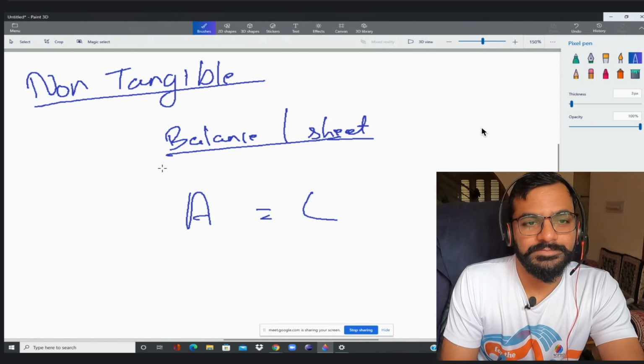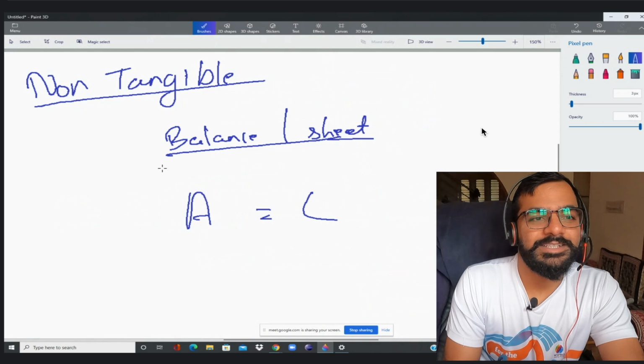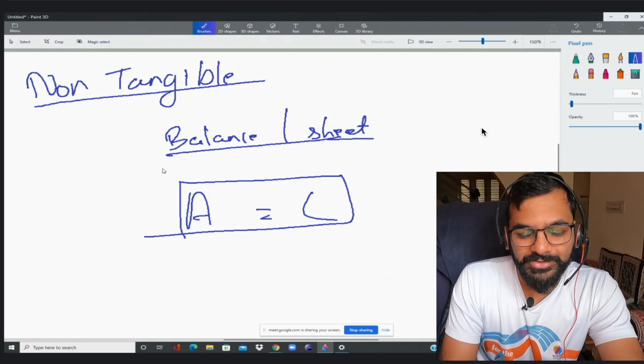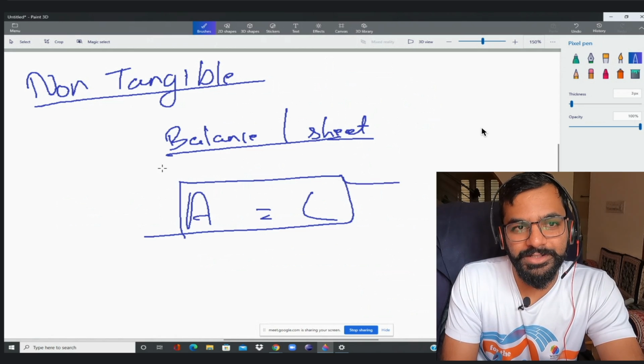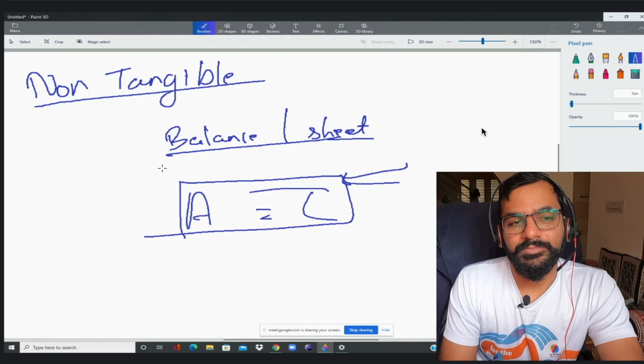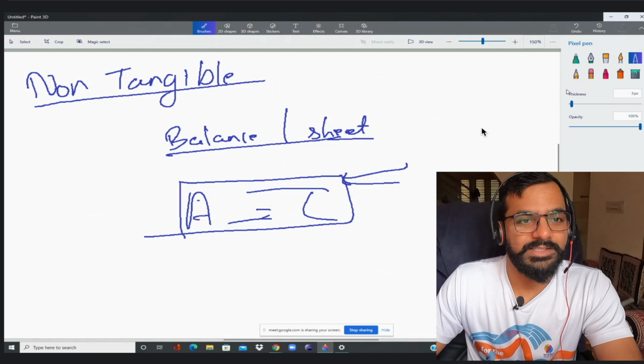What is this? Yes, this is why it is called as balance sheet. We'll come to this. This is very tricky. I went completely wrong here, but then this was completely right. I'll come to this probably by next session. You will understand why I said this.